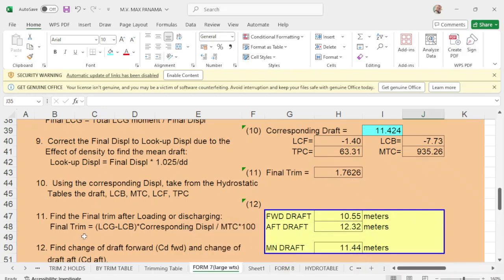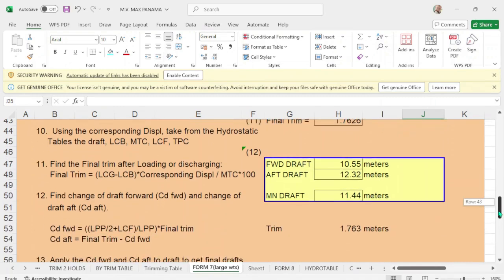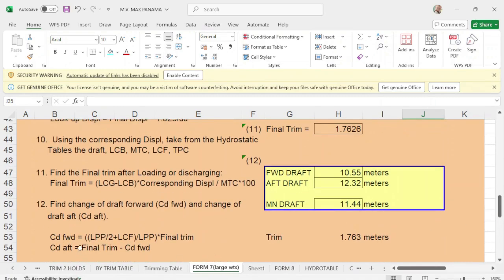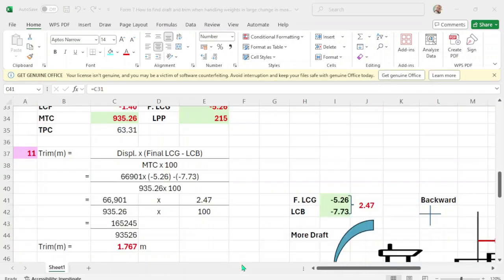you can now compute for, that's 11, and number 12, you're going to compute for the change of drop forward and change of drop up. Okay, so this is the formula for change of drop forward and change of drop up. Okay, so I go to my Excel.